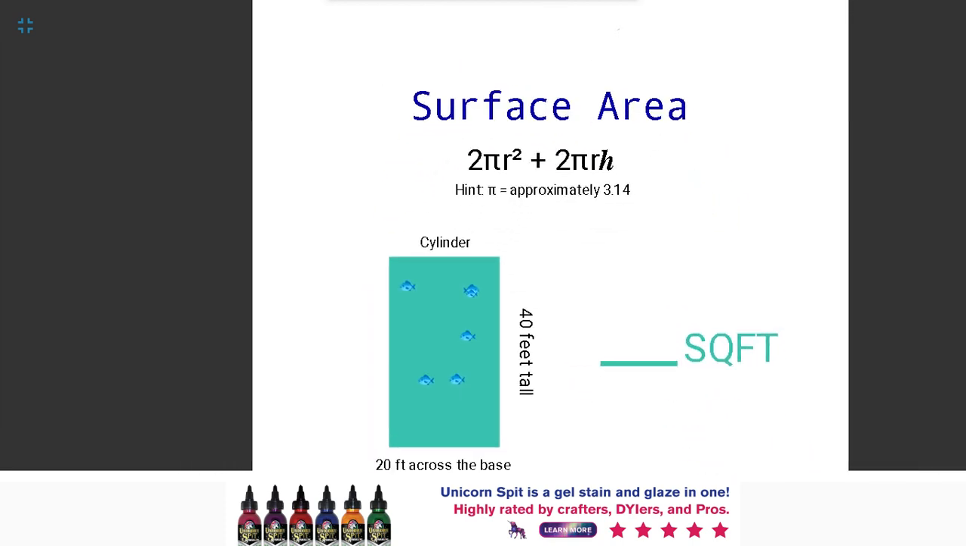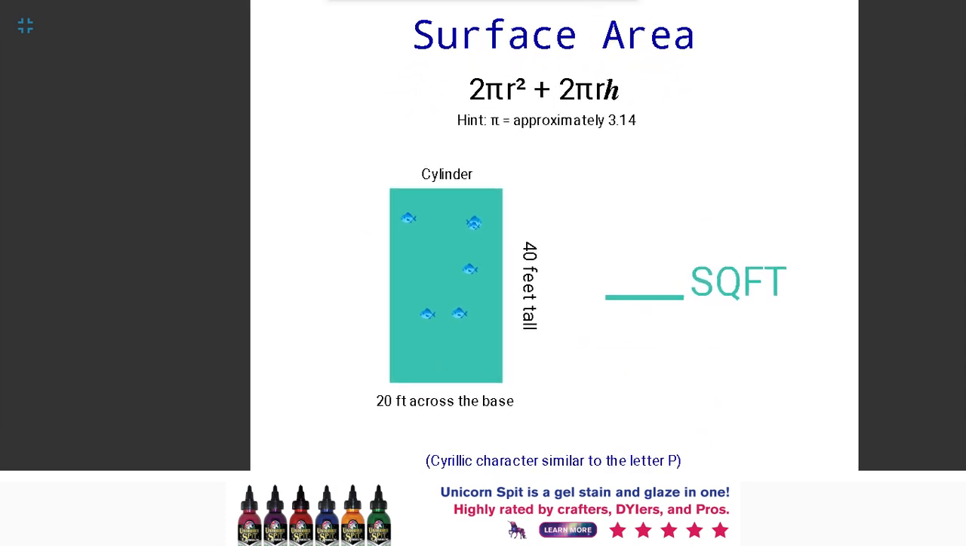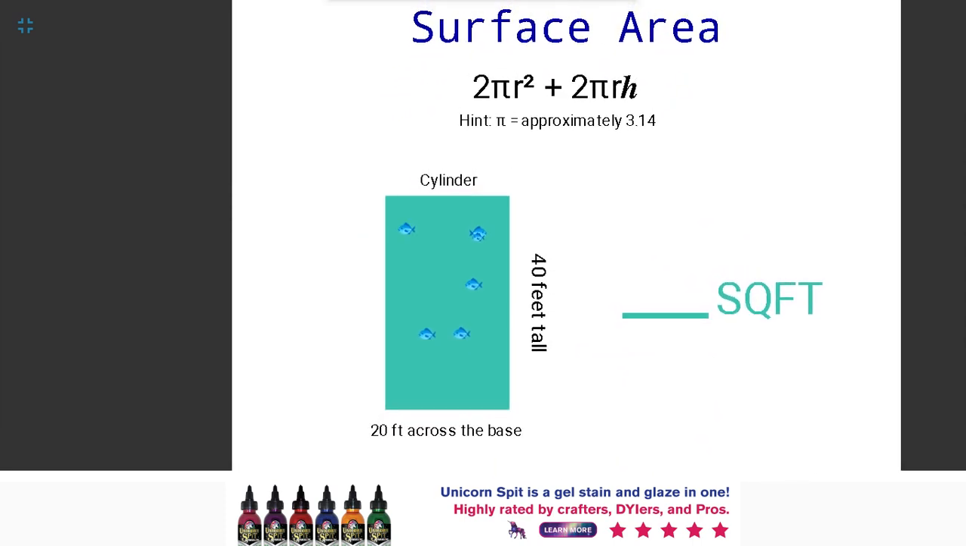So here we are looking for the radius. The radius, I believe, was across the base. 20 feet is across the base. So across the base actually really means a diameter because it's across the base. 20 feet is supposed to simply mean diameter.